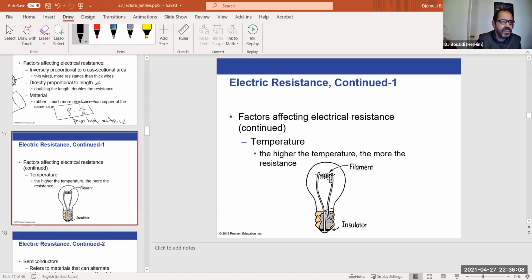So again, this is the filament I was discussing earlier for the light bulb. The resistance changes with temperature, so it's basically impacted by temperature. We take advantage of that, because if it changes with temperature, there is heat that is going to come from it. So in this case, we use that to our advantage for it to glow.